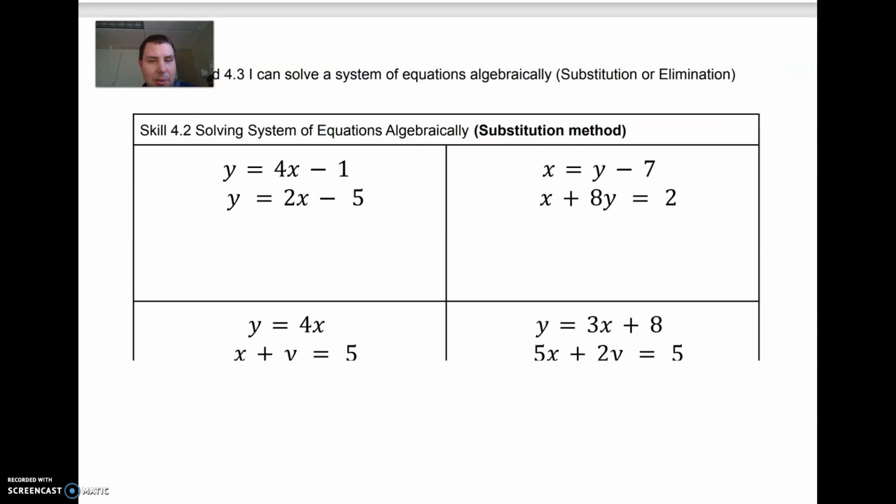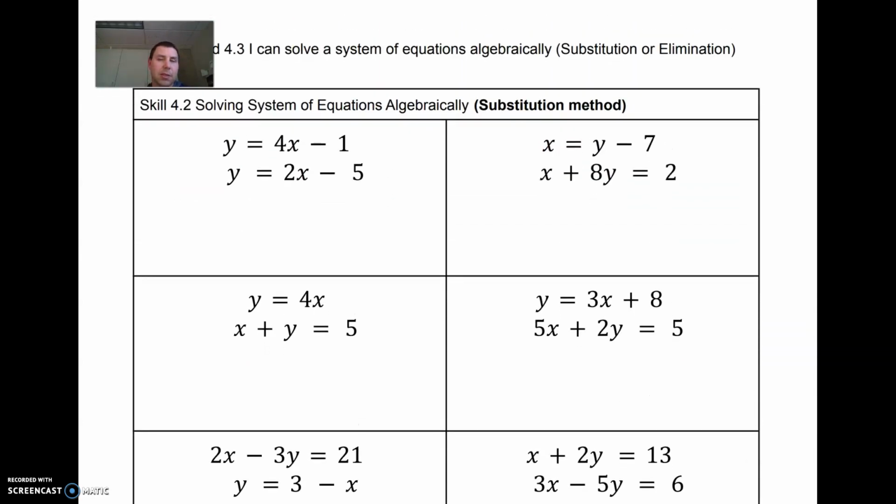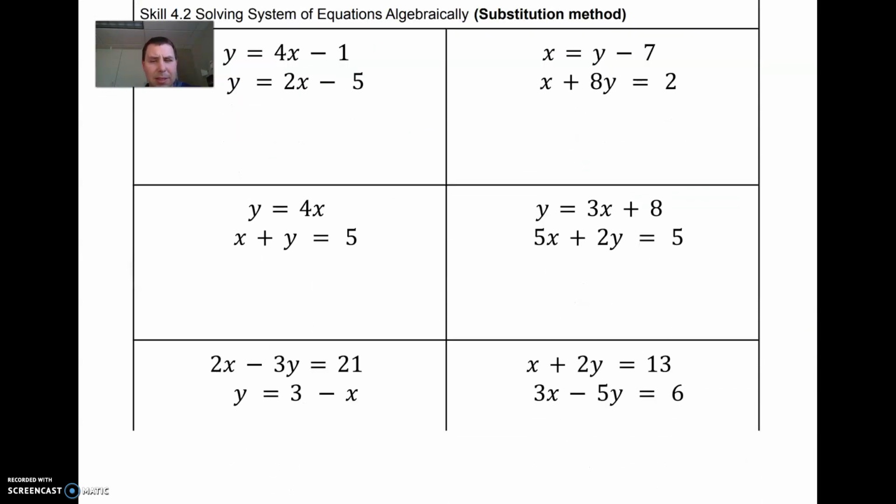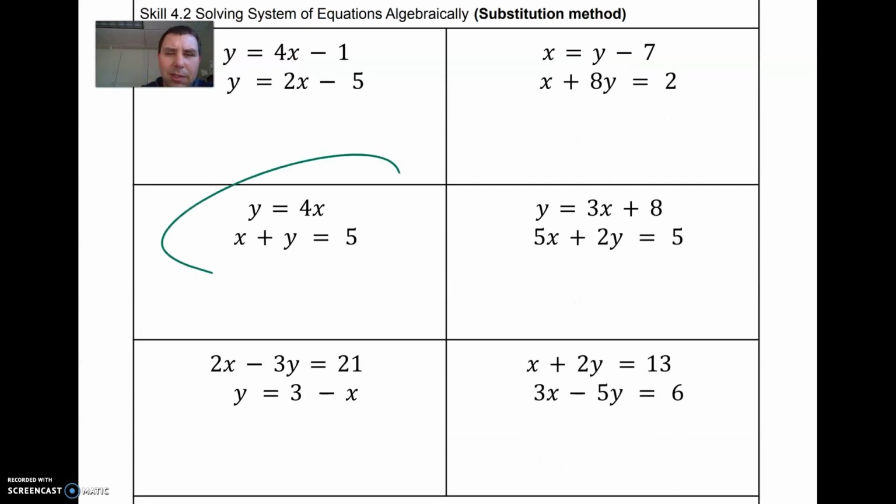I'd like to jump to systems of equations, but using the substitution method, and I'd like to jump down to these two here. So the idea of substitution is we're not eliminating here, but we are replacing one of the variables with something. Notice that the first equation here is y equals 4x, so that means this y, let me circle here, this y and this y have to be the same.